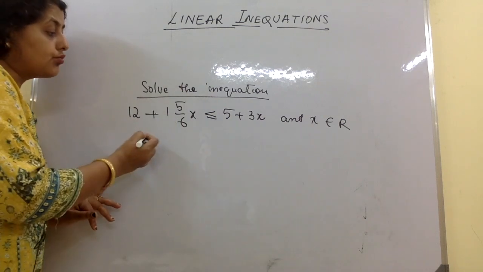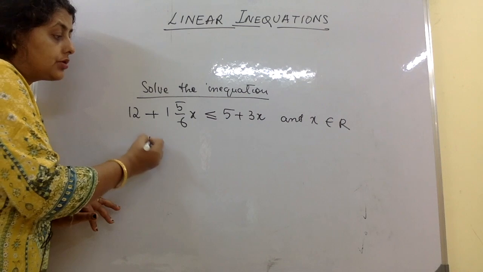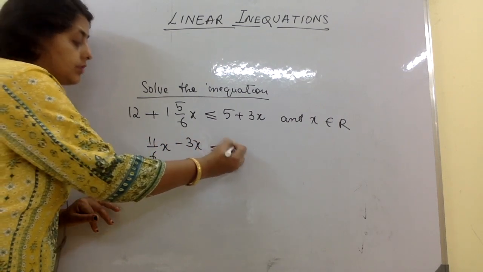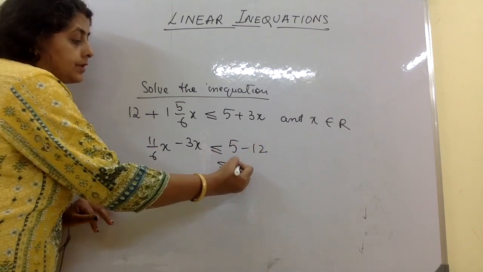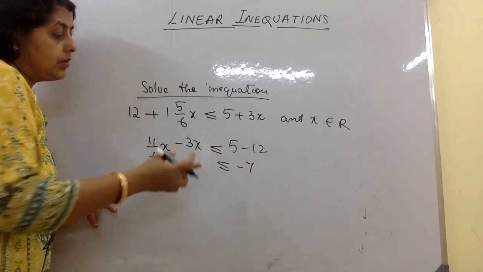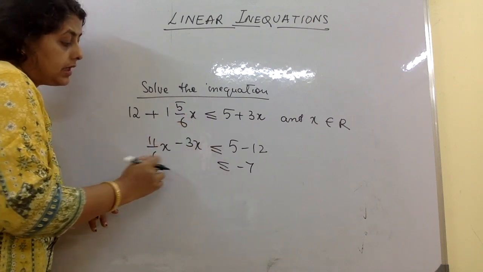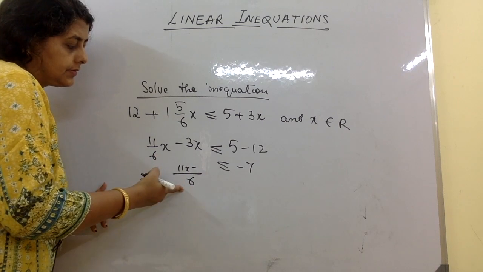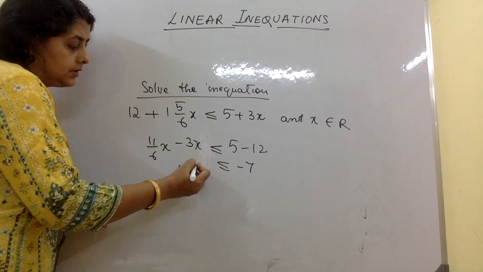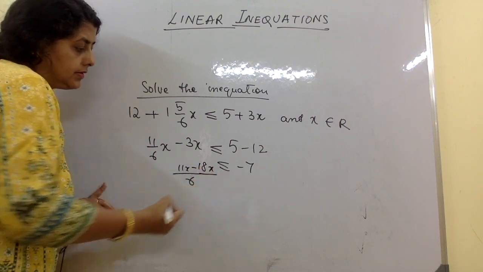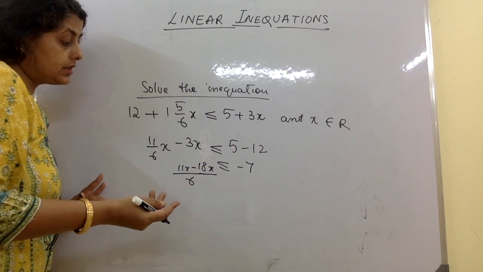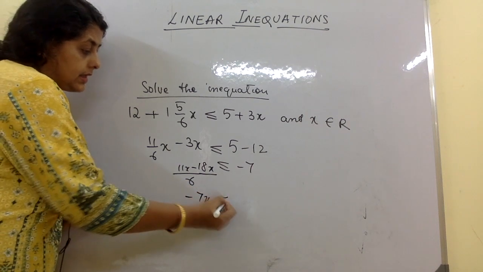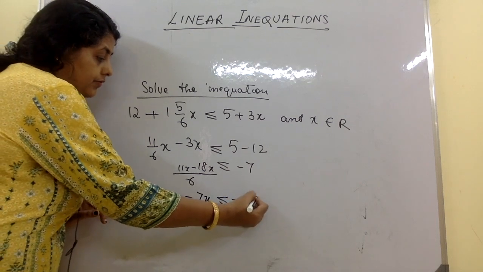So we'll take all x's to one side. First, this mixed fraction is converted to improper. So this is 11 by 6x minus 3x less than or equal to 5 minus 12, minus 7. Now note that I am not changing the sign anywhere. And then 6 is the LCM, 11x minus 18x. So this is minus 7x and here it is minus 42.